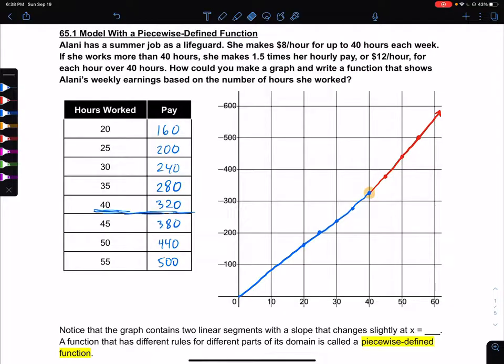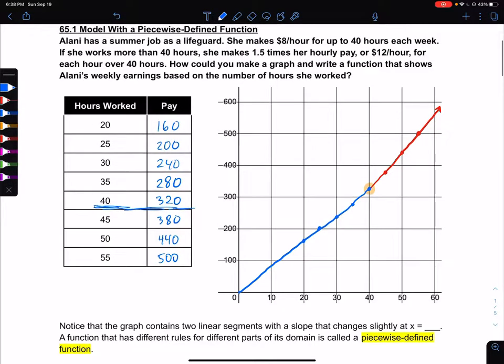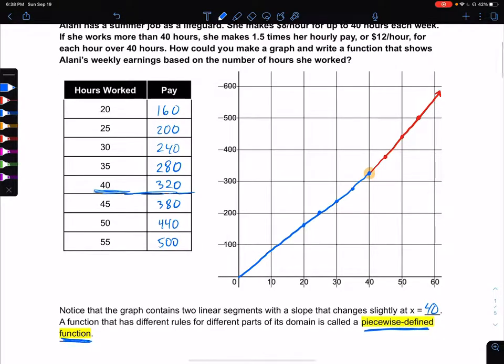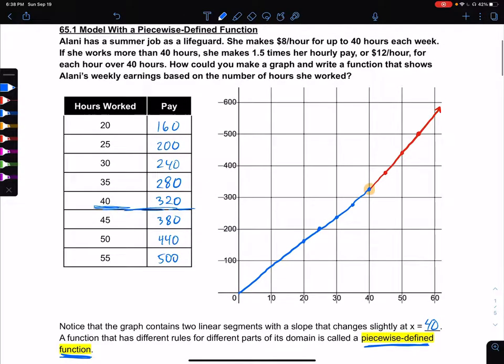But just keep in mind, and it's noted here, that the graph contains two linear segments with a slope that changes at x equals 40. That's where our pay starts to change based on the hours. That's our overtime rate. A function that has different rules for different parts of its domain is called a piecewise defined function. That's what we care about here. All it is is that within a function, there are different rules for different parts.